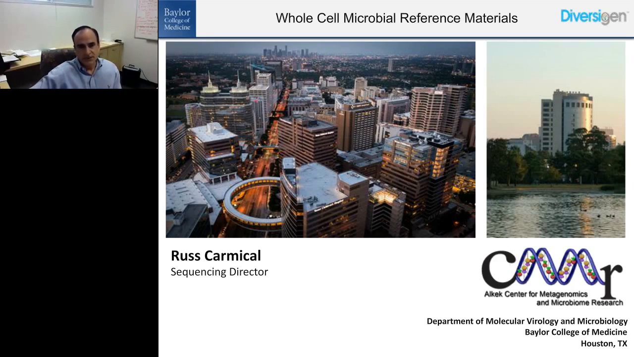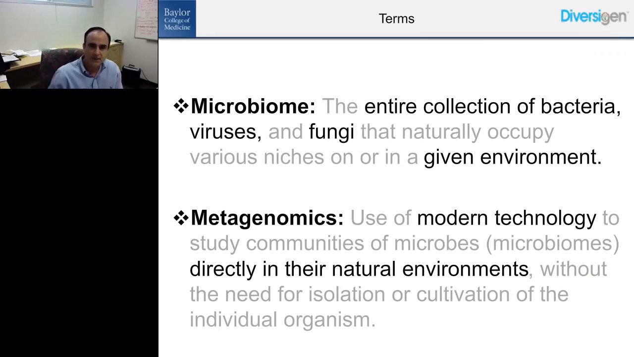Because we have such a diverse audience, I'd like to define a few terms before we dive in. The first would be the microbiome, which is the entire collection of bacteria, viruses, and fungi naturally occupying various niches on or in a given environment. The second would be metagenomics, which is the use of modern technology, in our case, next-generation sequencing, to study communities of microbes directly in their natural environment without the need for isolation or cultivation. And this is where next generation really advanced this field of study.